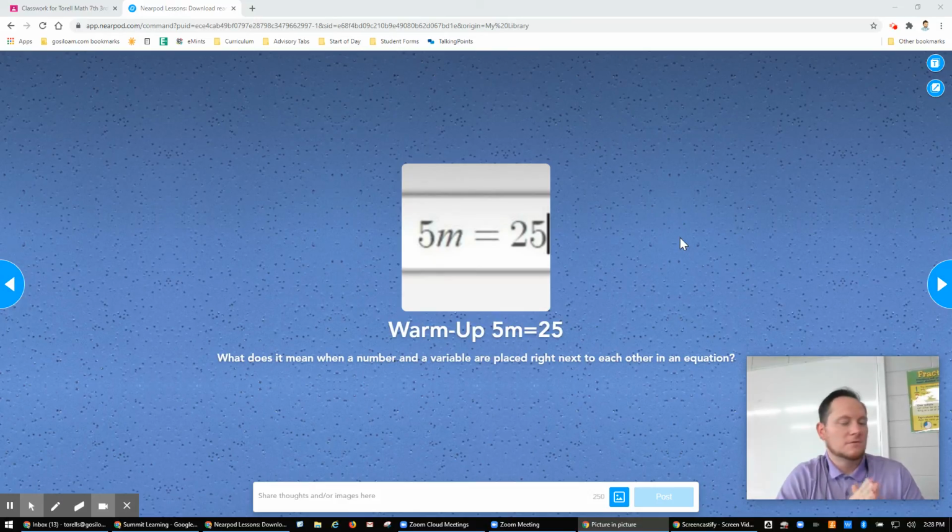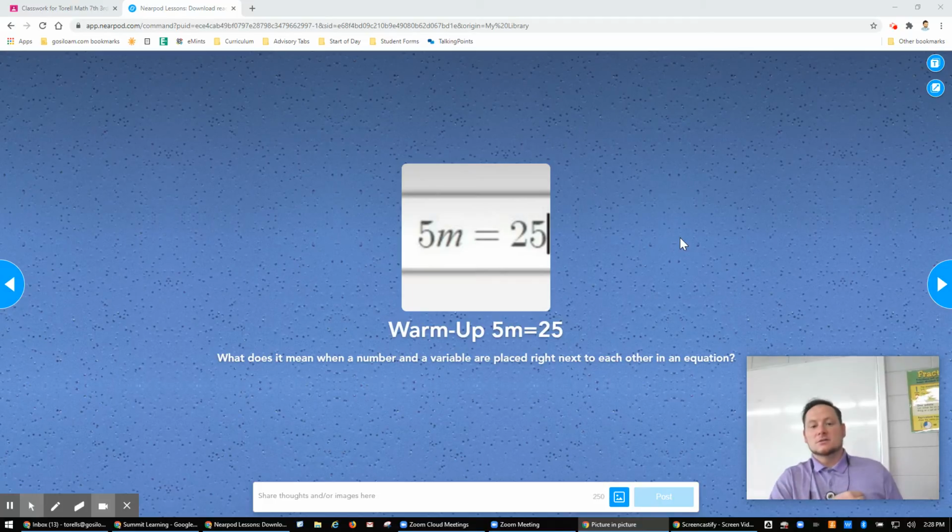So I'm going to start off with a little warm up here, and you can take a moment to go ahead and answer the question. So when looking at this equation, 5m equals 25, what does it mean when a number and a variable are placed right next to each other in an equation? And that number that's attached to that variable is called the coefficient. So what does it mean with that 5 being right next to that m? I want you to take a moment, go ahead and share your answer down at the bottom. You can go ahead and pause the video and take care of that.